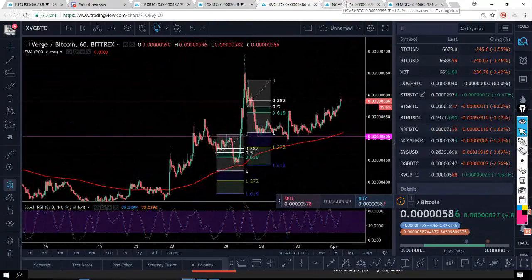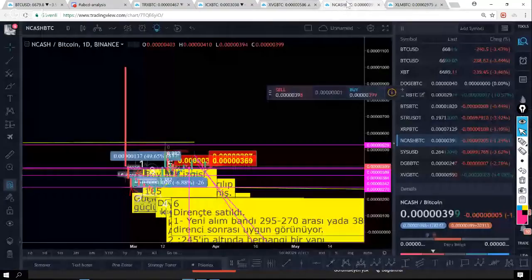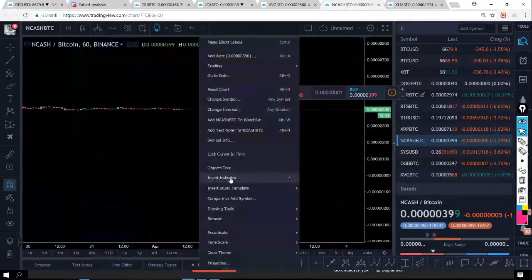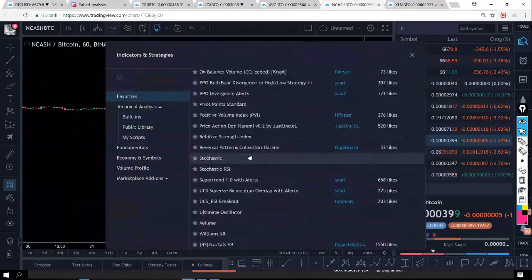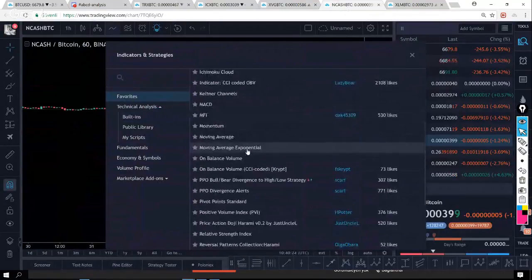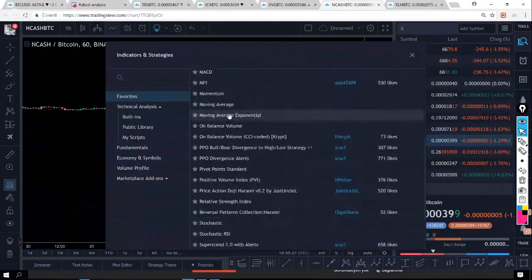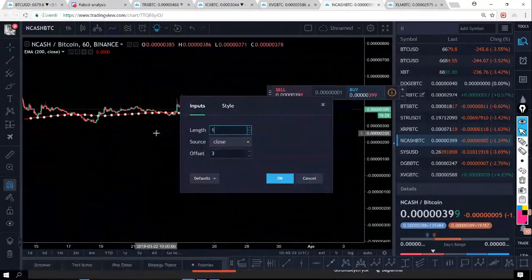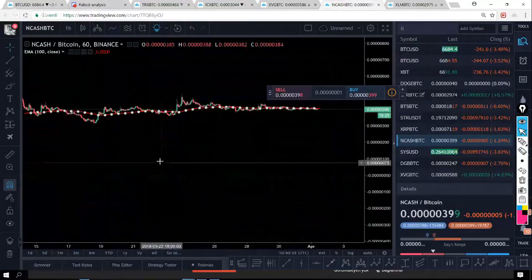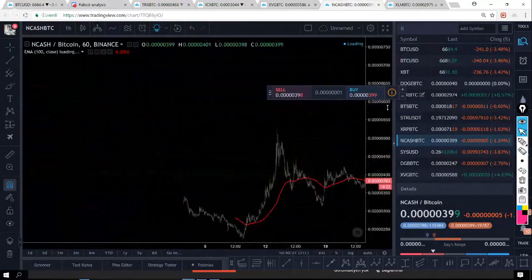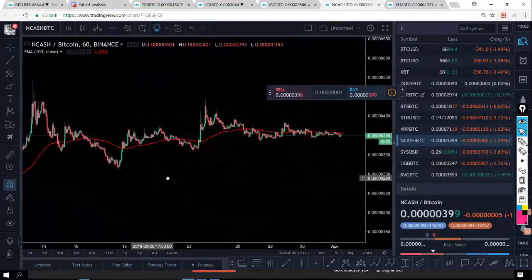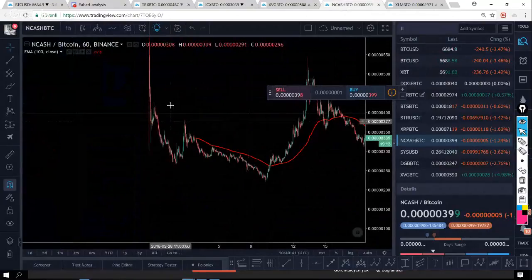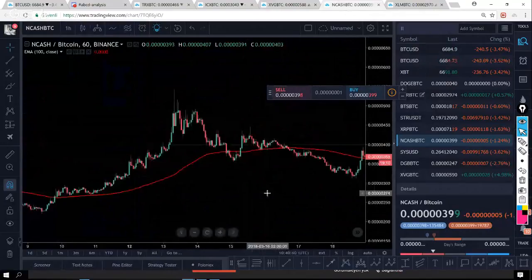And I want to talk about Encash. Oh my God, what a mess. And you probably can't see the moving average of Encash. Oh my God, there it is. But it's not logical to look at the moving average because there is no data, but I want to give this example.